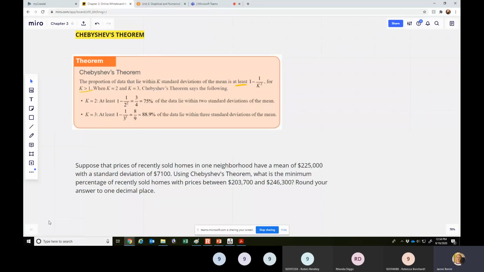So let's look at an example of Chebyshev's theorem. I can go ahead and tell you I don't think this is on the quiz, but there is one like this on the homework, which is why I'm covering it.